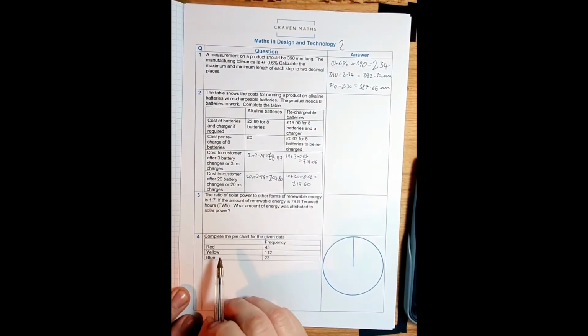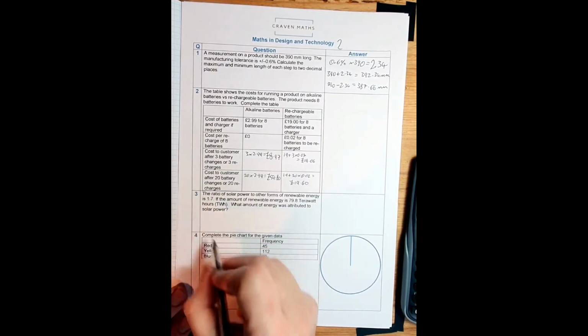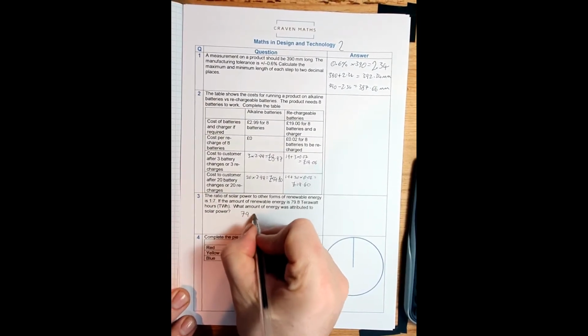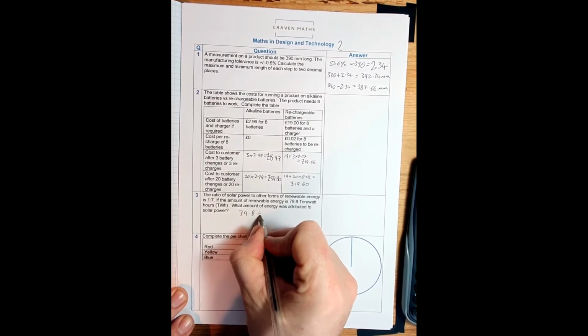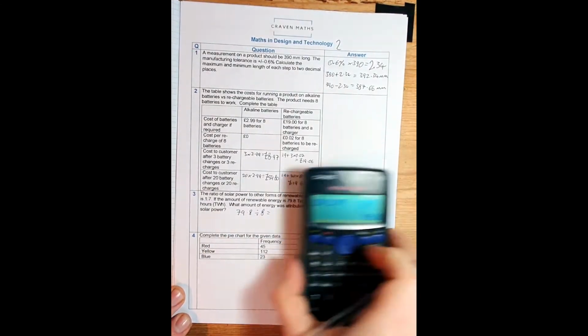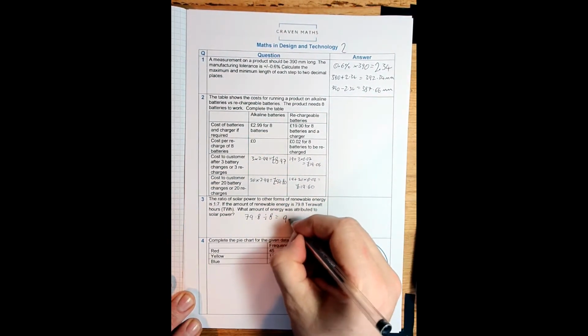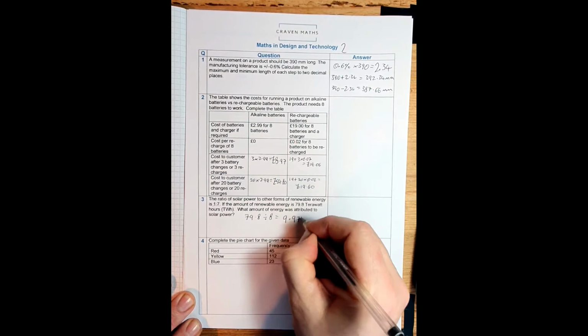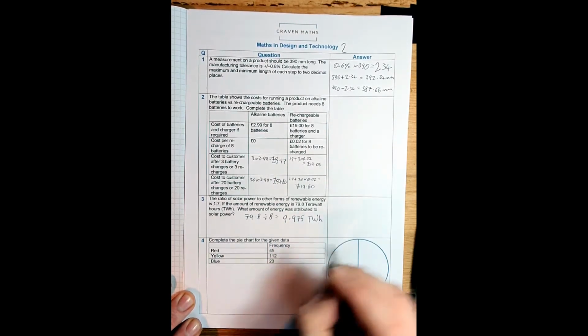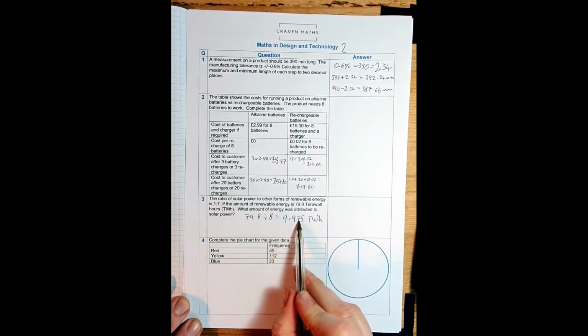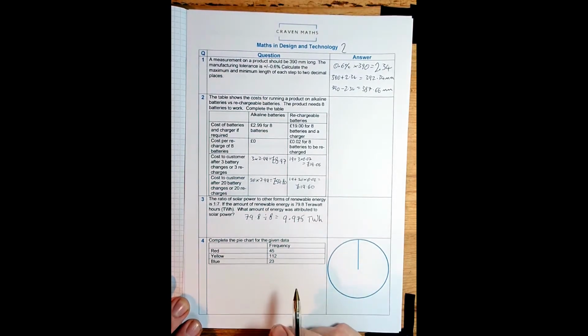Solar to other is 1 to 7, so there's 8 parts altogether, so I do 79.8 divided by 8. That tells me what one part is. 9.975, and since solar is one part, I don't need to do anything else. If solar were 2 parts, I'd do that times 2, etc, etc.